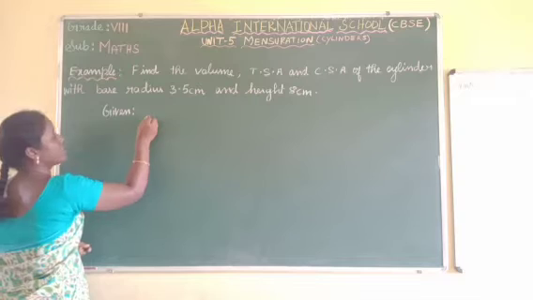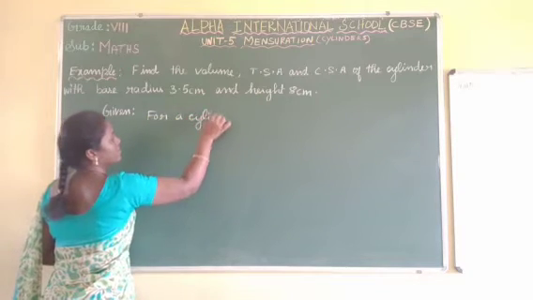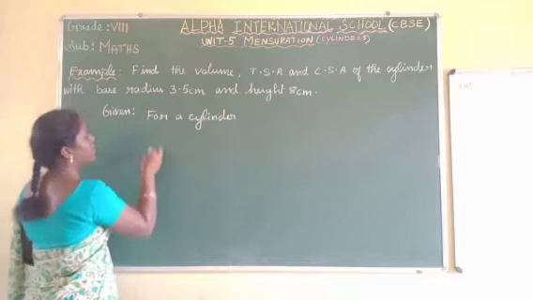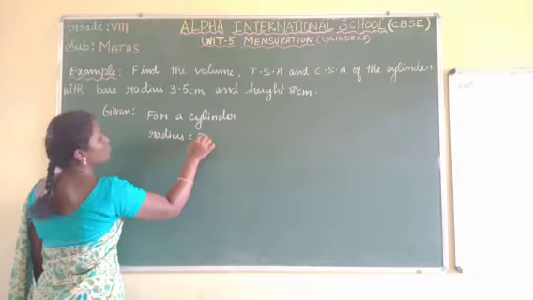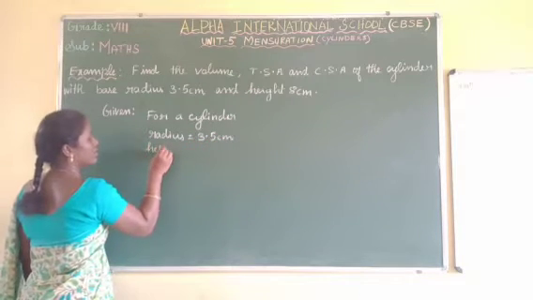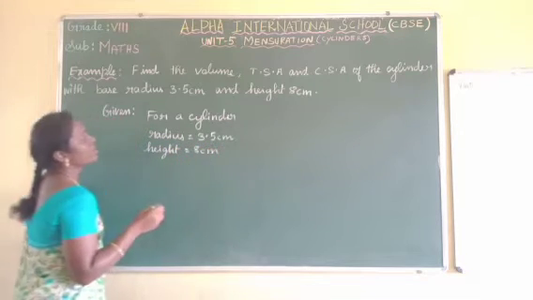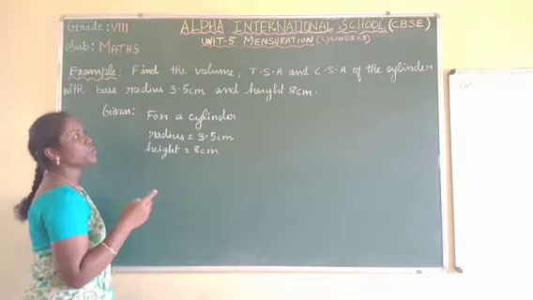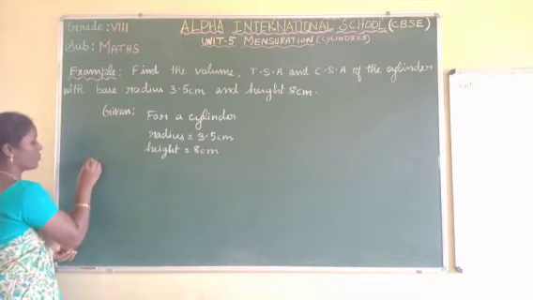For a cylinder, base radius is equal to 3.5 centimeter and height is equal to 8 centimeter. They are asking us to find the volume, total surface area and curved surface area. We'll see the volume first.